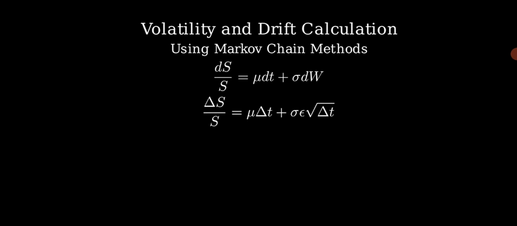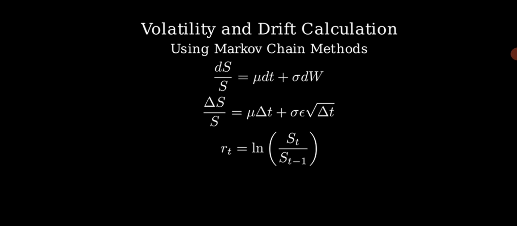To estimate these parameters using Markov chain methods, we first need to discretize our continuous time model into discrete time steps. This gives us ΔS/S = μ Δt + σ ε √Δt, where ε is a standard normal random variable. For practical implementation, we typically work with log returns. R_t = ln(S_t / S_{t-1}). These returns are approximately normally distributed under our model assumptions.